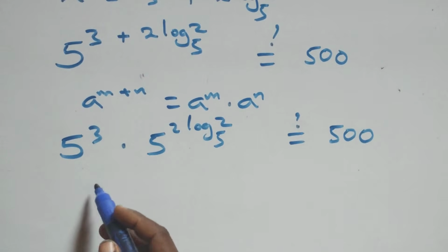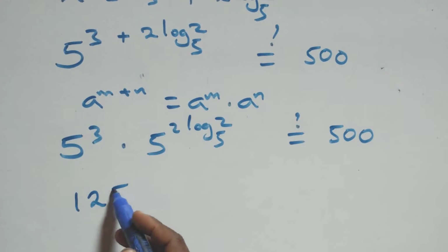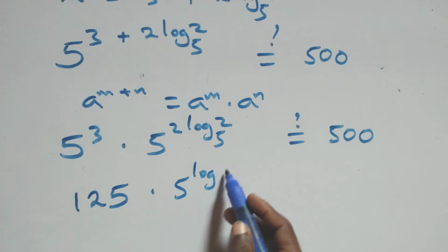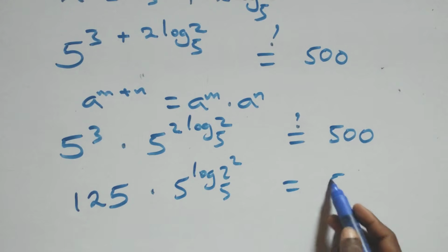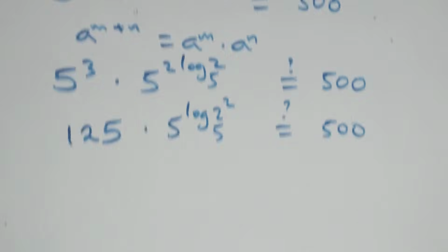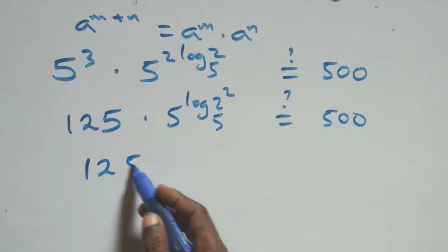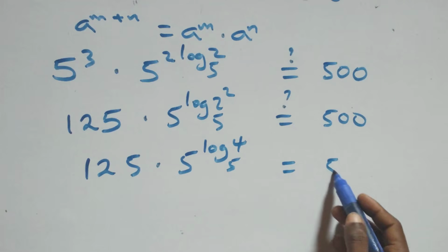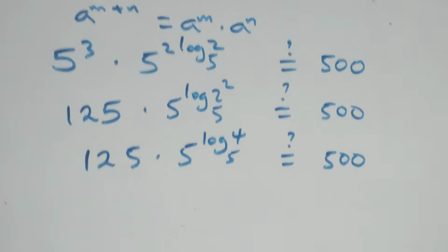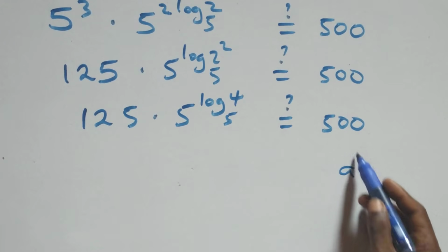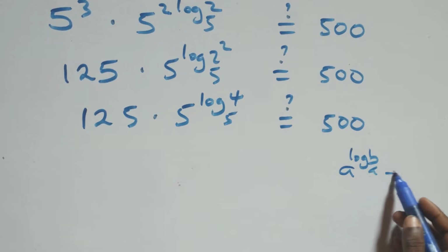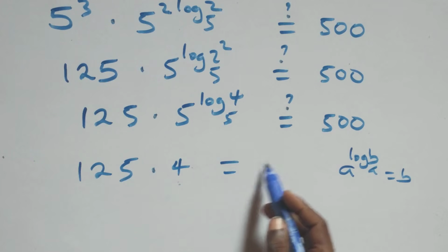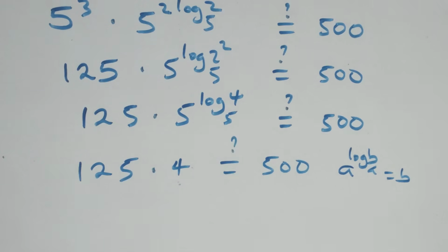Then 5 raised to power 3 is 125. Then times, here we reverse this using the power law. We have 5 raised to power log 2 squared base 5. Is it equal to 500 on this side? For this, we have 125 times 5 raised to power log 2 squared, that's 4, base 5. This follows the rule a raised to power log b base a is equal to b. Here we have 125 times 4. Is this equal to 500 on this side?